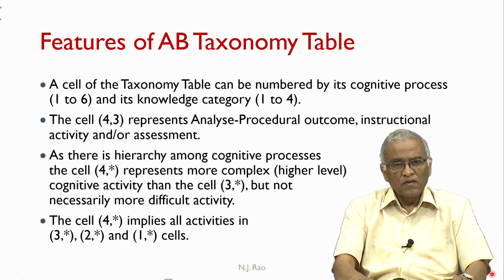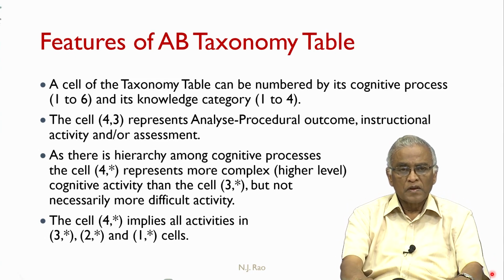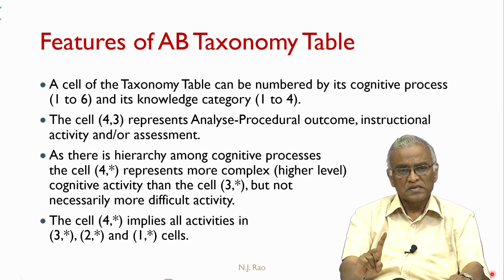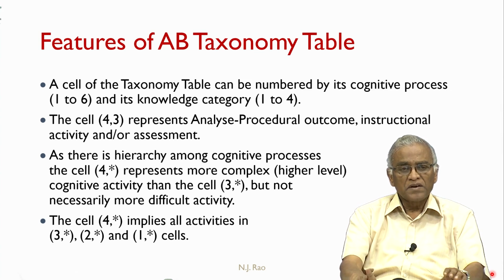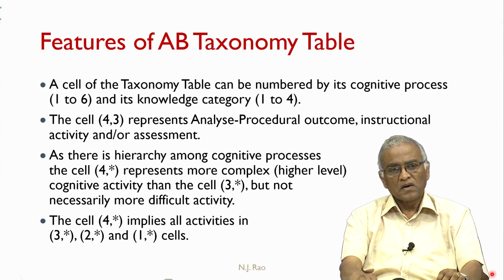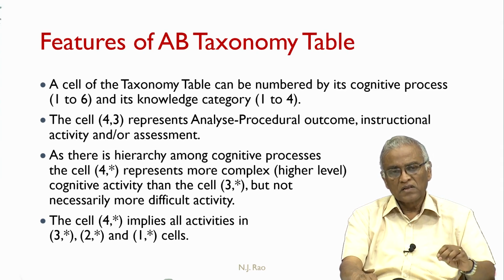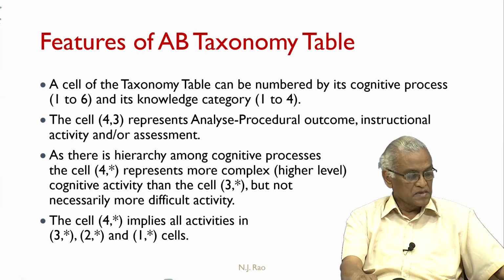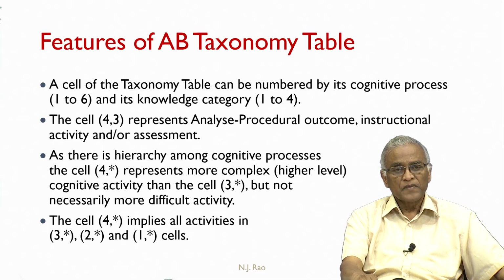Now, the cell 4 comma star, because of the hierarchical nature of cognitive processes, implies all the activities in the 3 comma star, 2 comma star and 1 comma star cells. That means I do not have to keep mentioning the cells at the lower cognitive levels once I have identified 4 comma star. Let us take a look at this in detail with respect to the table.